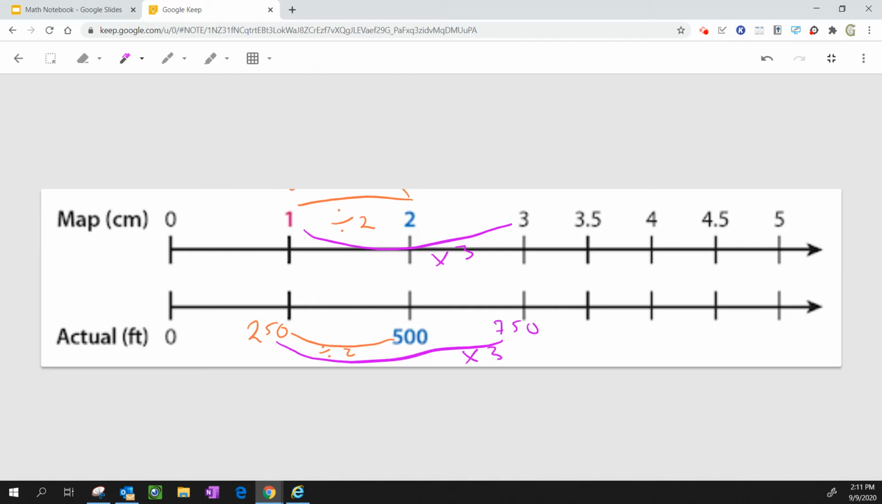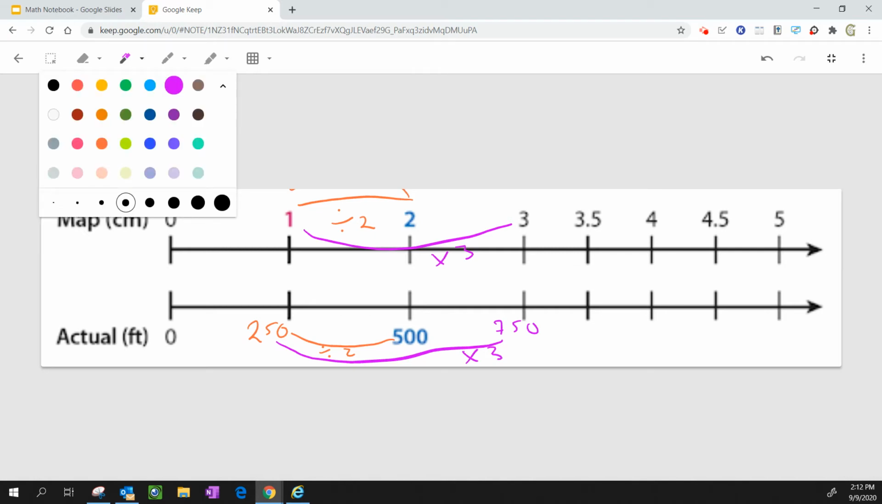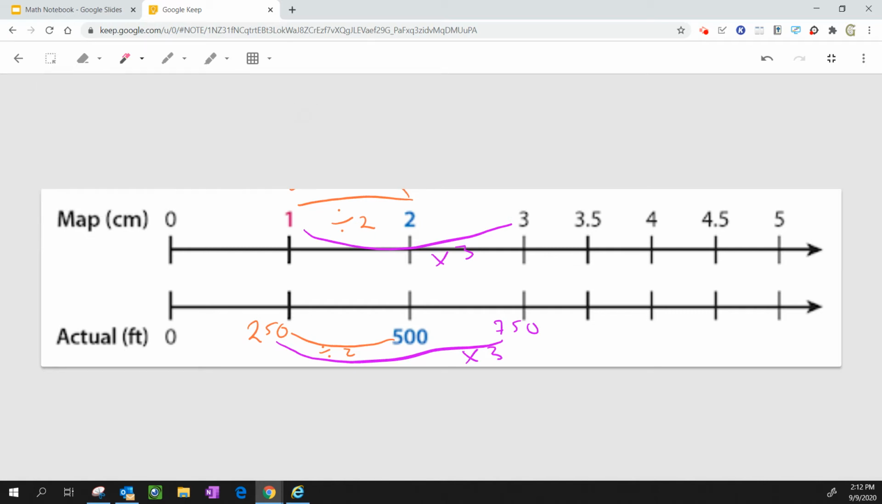So let's try the next one then. I'm going to go change my color so that you can see what I'm doing. Let's do this. Okay? So now I have 1. I'm going to go back to 1 always when I do this. And I got 1 to 3.5 would be times 3.5. So down here I have to do 250 to here is going to be times 3.5.